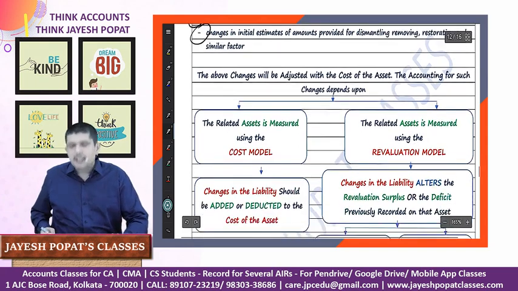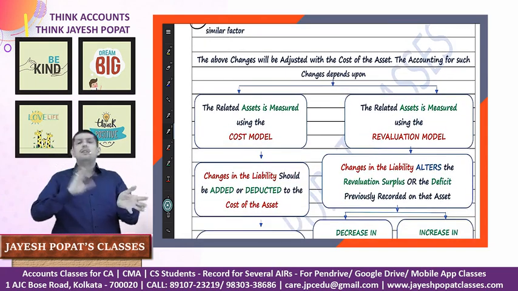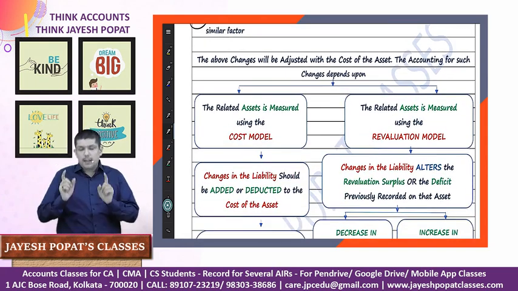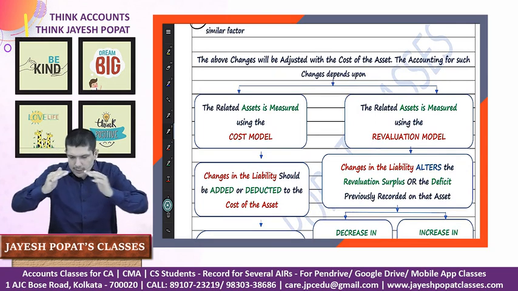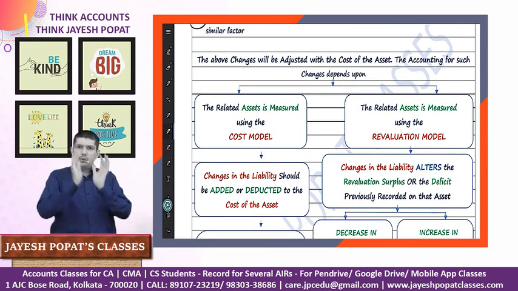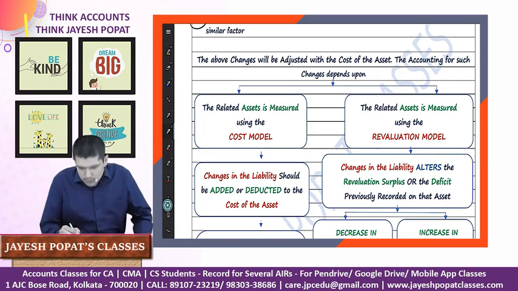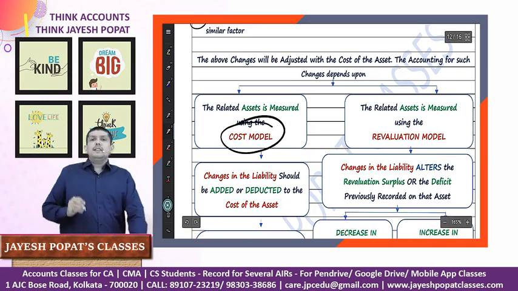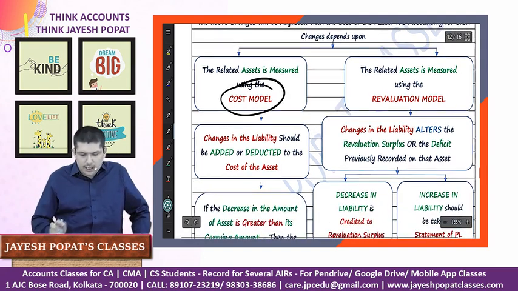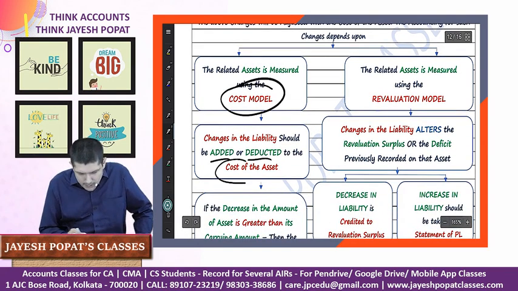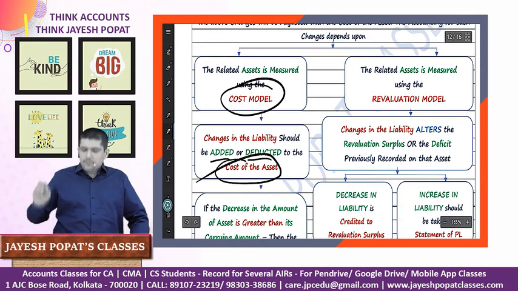How would you deal with that change? That change should either be added to or reduced from the cost of your asset, but your asset could be carried in two different ways, right? You could choose a cost model or you could choose a revaluation model as well. So if you are choosing the cost model, then any change in the liability should be added or deducted, meaning adjusted, with the cost of the asset.